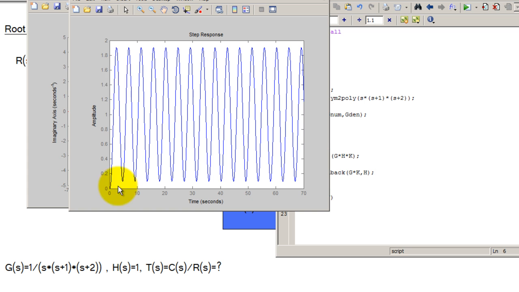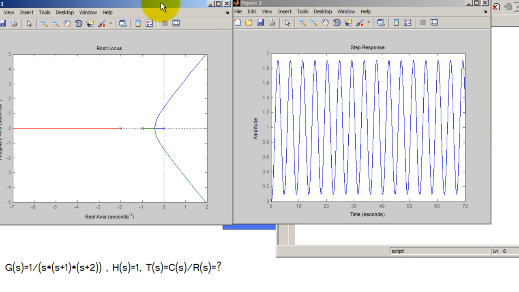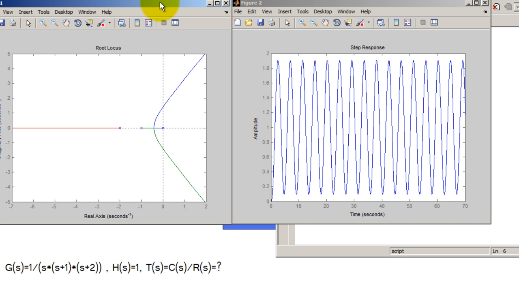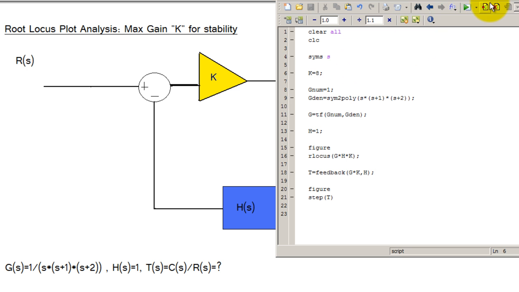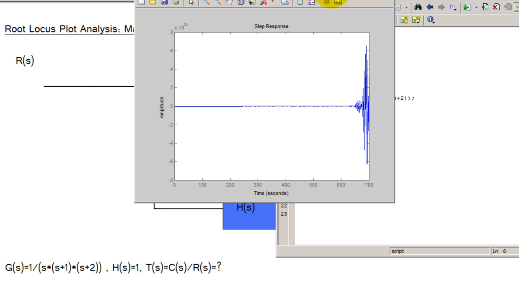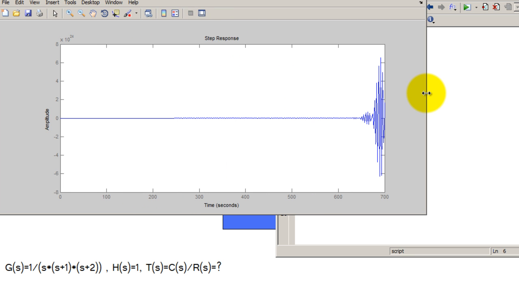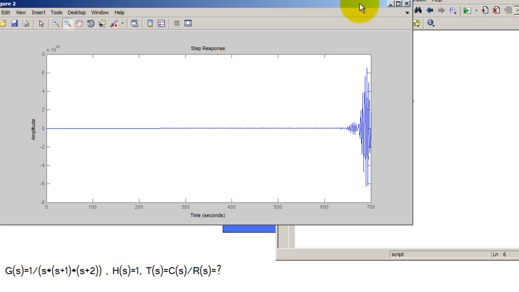So now you see that for our response, we get a response that never settles, as expected. I believe this is what you call a marginally stable system, an oscillation that never ends. So that means that for any values of k after 6, we're going to get an unstable system. Let's try a larger number. So this is my response for a larger value of k, larger than 6. In the beginning there's no oscillation, but if you notice at the end, we have this huge oscillation. So of course the system is not stable.